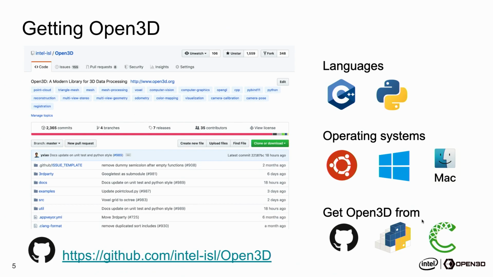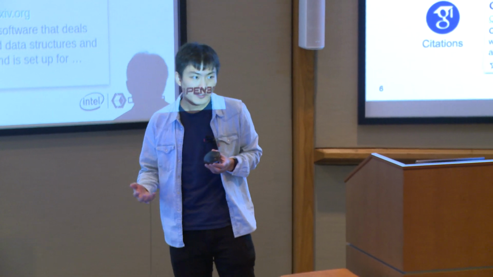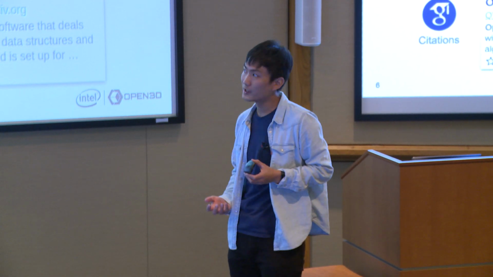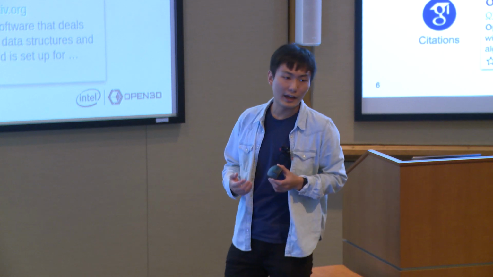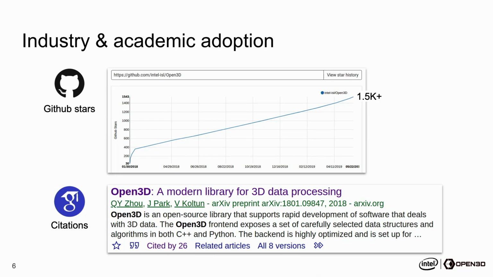Okay, great. Yeah, getting Open3D is very easy. We are available on GitHub. We are under the MIT license. We support Python and C++, as we mentioned. It's cross-platform, and we also have conda and pip that you can download from. Open3D started as a research project at Intel Labs. This was the white paper that was published last year. And since the release of Open3D, it has gained tremendous momentum in both industry and academia. So we now have 1.5K GitHub stars, and it's still growing at a high rate.